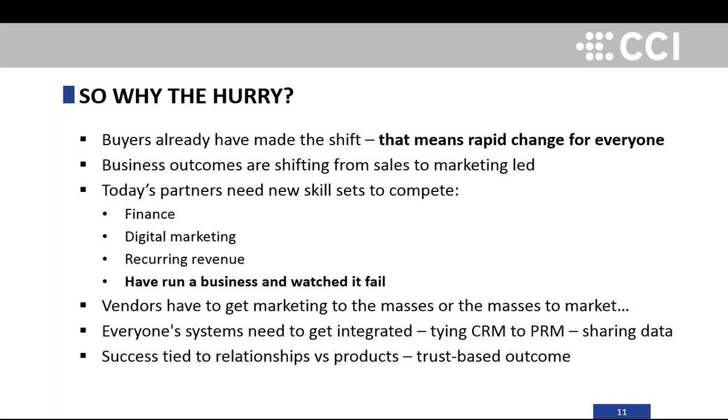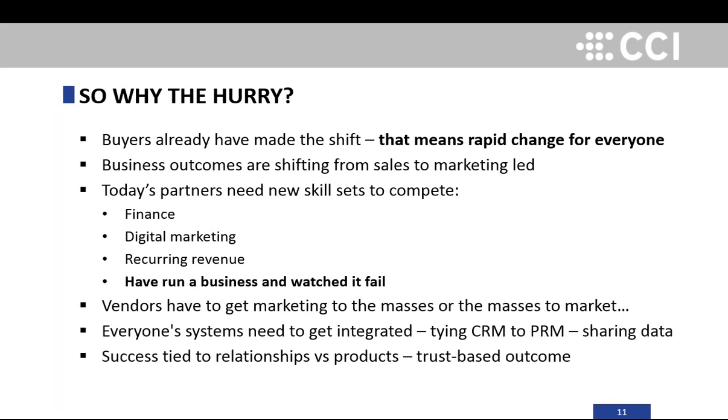The one I had never heard was the fact that partners and partner salespeople should have either run a business or been a major part of a business and watched it fail. So when you look at this, that's a huge difference in what the traditional partner would have from a sales group.